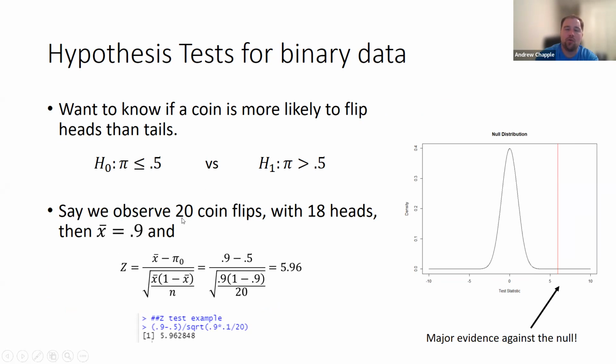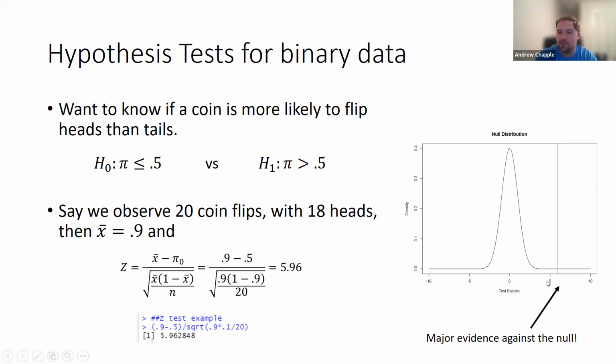Let's say I flip 20 coins, so n equals 20, and I get 18 heads, which means my sample average is 18 over 20, which is 0.9. X bar is 0.9. Then I plug in my test statistic here. So I plug it in, 0.9 minus 0.5. That's what I'm hypothesizing. It's a fair coin that I'm hypothesizing. Divided by the square root of 0.9 times 1 minus 0.9 over 20. All that together, I get 5.96. And you can see that here. I just calculated this here.